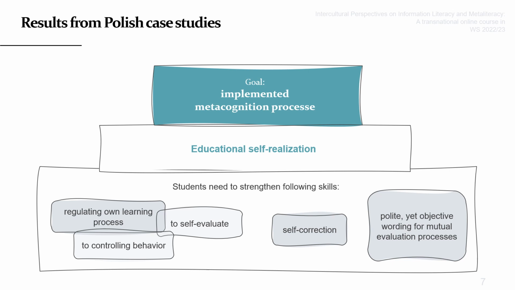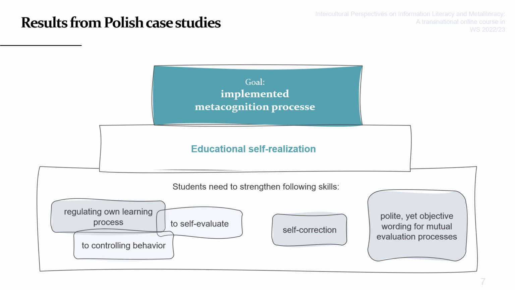Students who are able to regulate their own learning process have many strengths as compared to the ones who are incapable of doing so in cases of emergent situations which affect education. Self-correction and mutual evaluation are encouraged among students so that they can provide polite and objective wording in their research, and this is viewed as a pivotal task for teachers. Another study by Izabela Krasiejko found out that educational self-realization is the logical objective of implementing metacognition exercises and processes.